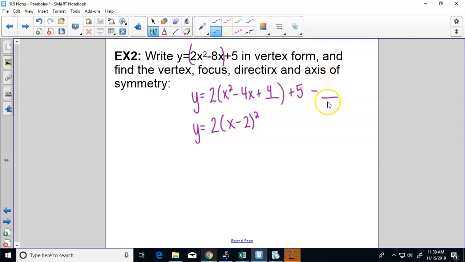Okay, what number goes in the blank on the end? 8. Why not 4? Because we've got this number you factored out right here. Instead, you've got to do 4 times 2, which is 8. So we've got minus 8. So now our parabola is in vertex form.